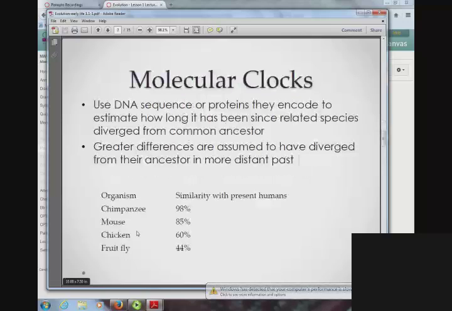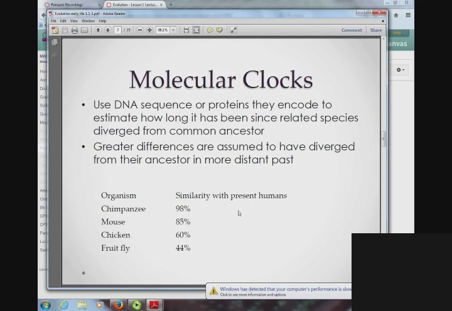We can also use molecular clocks. These use DNA sequences or the proteins that they encode to estimate how long it has been since related species diverged from a common ancestor. Greater differences in the DNA are assumed to mean the species diverged from their ancestors more distantly in the past. So the more different the organisms are, the earlier they are assumed to have diverged from that common ancestor, and so they would have more differences in the DNA.